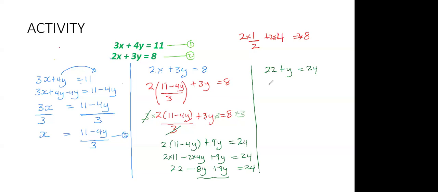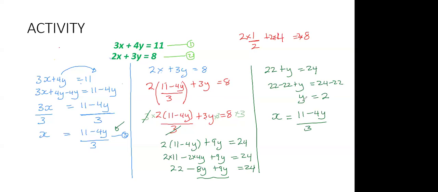So we take the 22 to the other side. So we say 22 minus 22 plus y will give us 24 minus 22. So our y will equal 2. So 24 minus 22 is a 2. Now, after obtaining our y, we come back here and obtain our x. So I will say x is equal to 11 minus 4y out of 3.